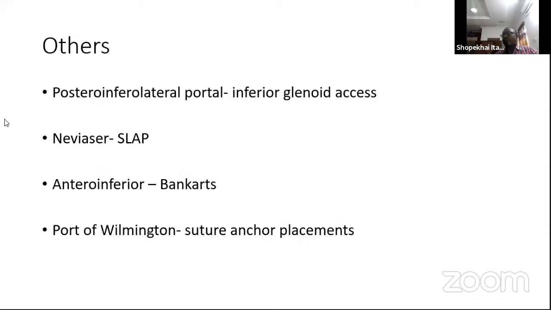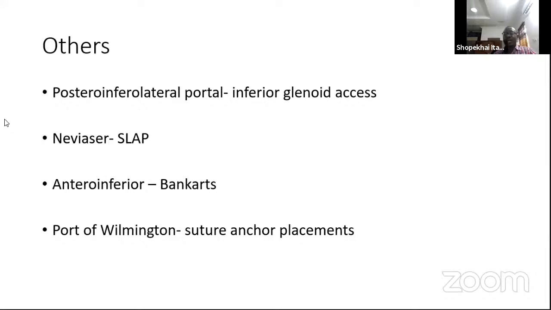Other portals, and this is important in arthroscopy because you are allowed to make as many portals as possible. Once you've made initial viewing portals and working portals, you can make any other portal to improve access and allow you to reach the structures that you need and properly address the problems that you're dealing with. And so the other portals are also named with respect to the arthroscopy. There's the posterior inferior lateral portal, which helps you to get into the infraglenoid access and allows you to address a Bankart lesion if you can't come in through the anterior.